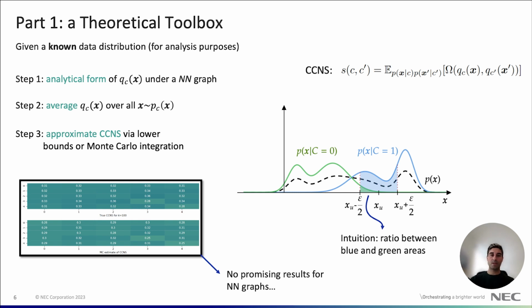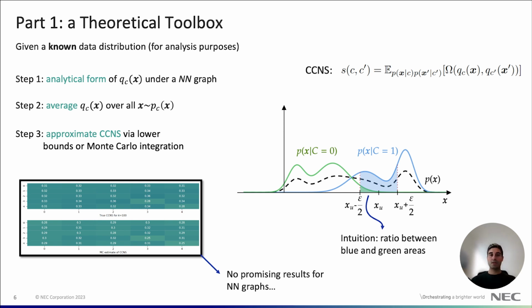And the intuition is simple. If you observe in the picture the sample xu and you construct an interval of size epsilon centered at x, then it's evident that the blue area, which belongs to the conditional distribution P of x given c equal to 1, is far greater than the area corresponding to class 0. This means that if I look at my neighbors around xu, it's more likely that a node of class 1 will be present than a node of class 0.